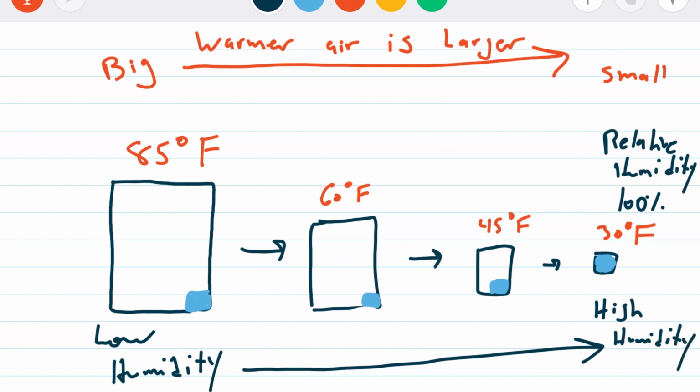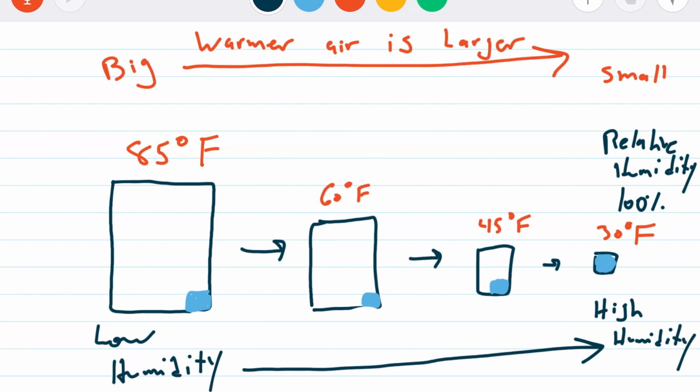So if this was one single day, although this usually doesn't happen, this is an extreme case. If this is one day, we have a beginning temperature of 85 degrees Fahrenheit. It's very low humidity. It's a very dry day. As it gets colder and colder and colder, the relative humidity goes up and up and up. And at 30 degrees Fahrenheit, it's totally and completely filled with water because it shrunk so much. There's absolutely no space for any more water vapor.